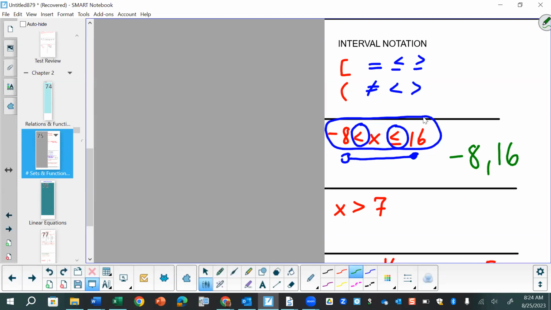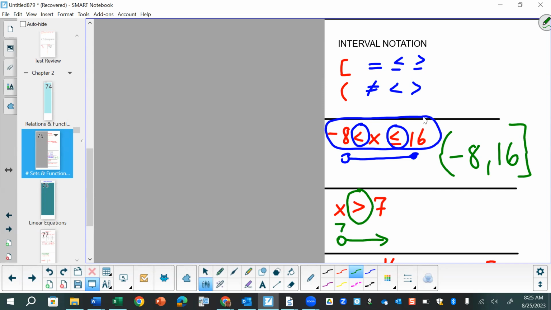What does -8 get, a bracket or a parenthesis, if it's open? Parenthesis. And what does 16 get if it's filled in? Bracket. So that's what it is. Okay, how about this guy? What does it look like? Open or closed? So it's open at 7.